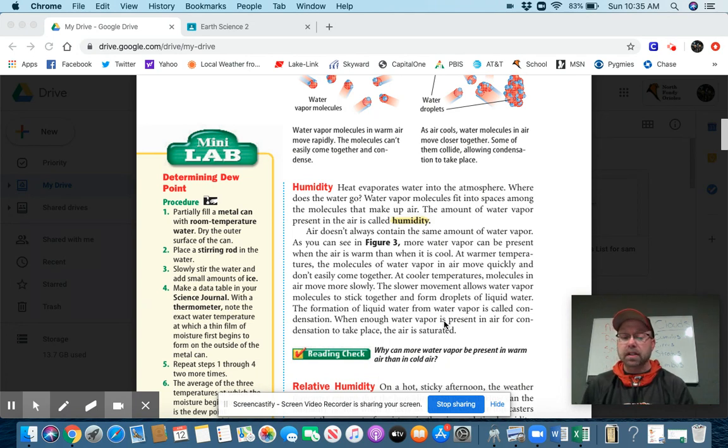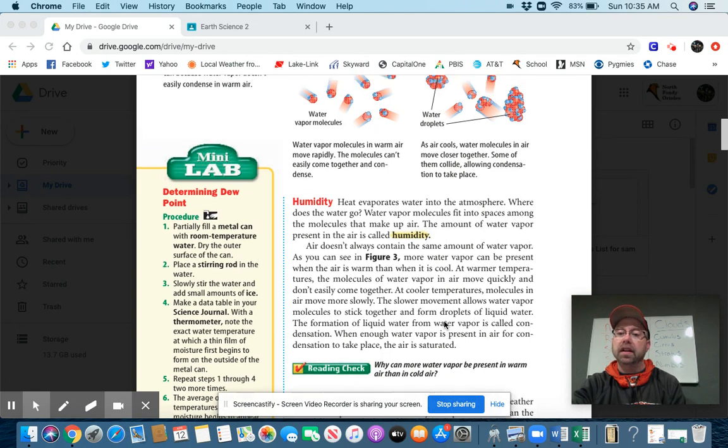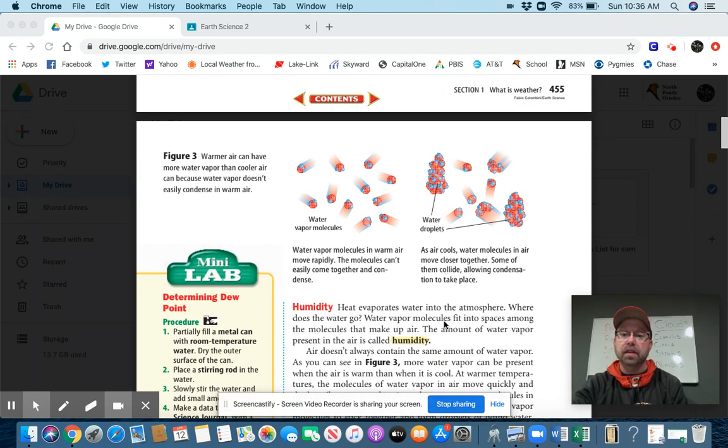Also, keep in mind, and this will be very important for our lesson today, that warm air, because it's moving quickly, has more space between the air molecules and it holds more water vapor. So when we look up at this picture and we show cold air and warm air, when it's warm, there's more space, more room for water vapor in there.